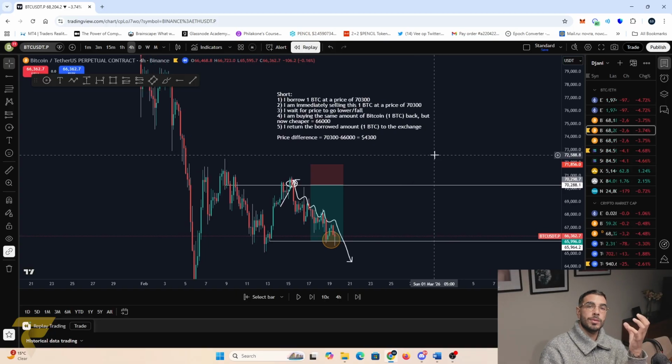So we borrow something, we immediately sell it at a higher price. We wait for price to go lower. We buy the borrowed amount back, but at a lower price, and the price difference after having given everything back to the exchange, that's where the money comes from. So this is the shorts.